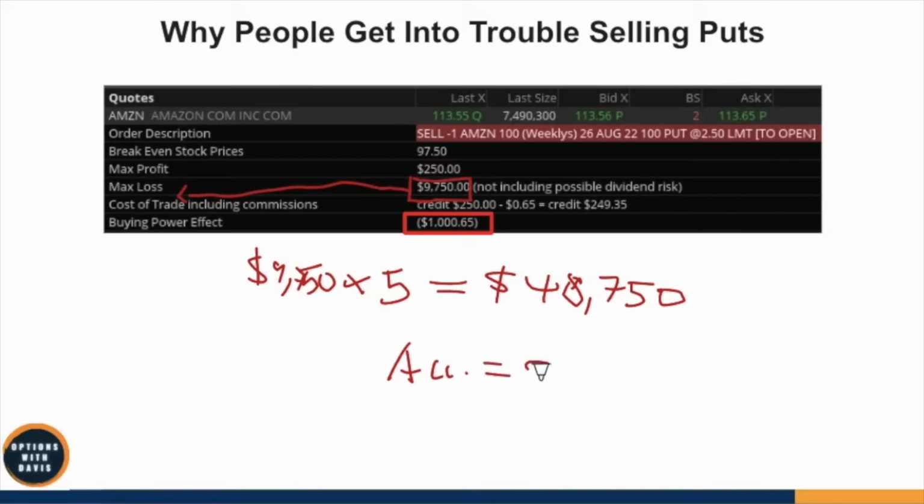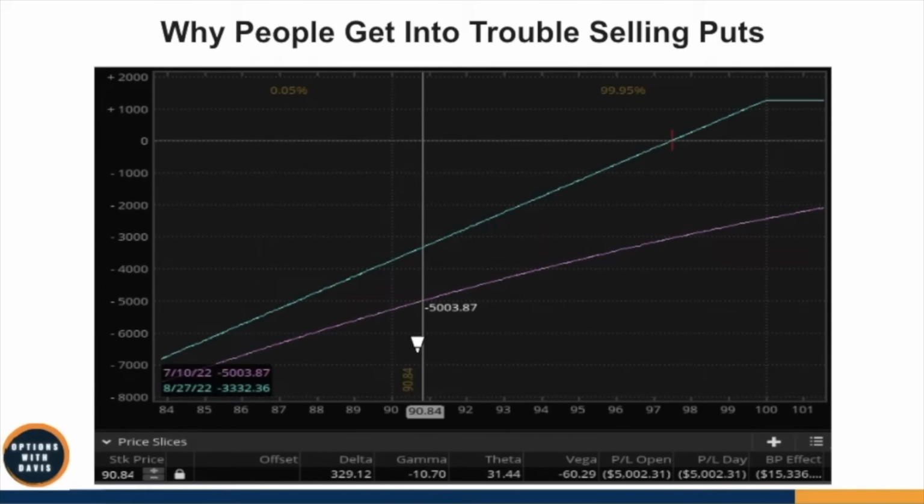So can you see how their account can easily get wiped out because they've gotten too big of a position for their account size? So how much of a move does Amazon need to go down in order for this $5,000 to be wiped out? How much do you think it needs to go down? Well, for this, let's take a look at the risk graph. So if you were to take a look at the risk graph, you have 5 short put contracts on Amazon with a 100 strike price.